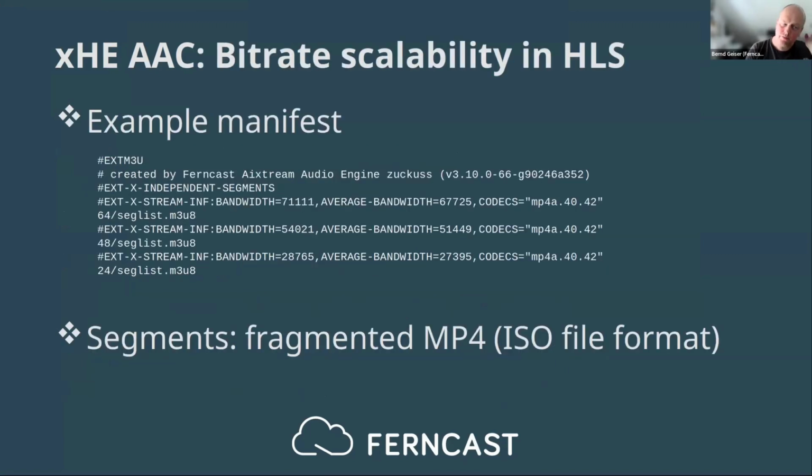Our product, the Xtreme, can package XHE AAC in HLS, and here's an example manifest of how that might look like. You recognize that in the codec signature here, where you see the 42 again. And we have a 3 bitrate playlist here with 24 kilobits, 48 and 64. And there's some overhead, and that's how you come up with the slightly higher numbers here, because there is a container format. The segments are fragmented MP4, that fragmented MP4 that Tobias already mentioned.